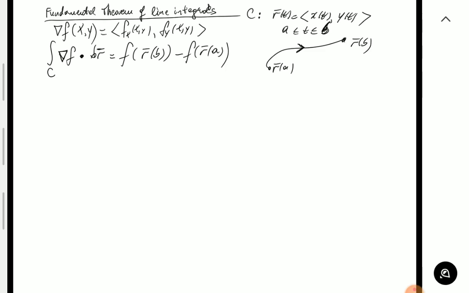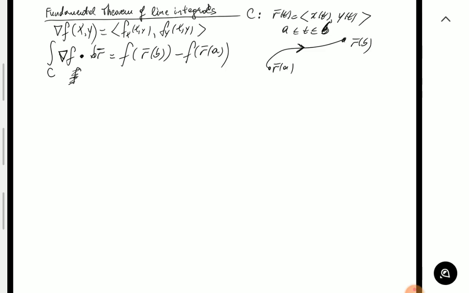There is some terminology here, actually, but let's not get ahead of ourselves. If a vector field can be written in the form of a gradient, the function that gives that gradient is called the potential, but we'll get to that.